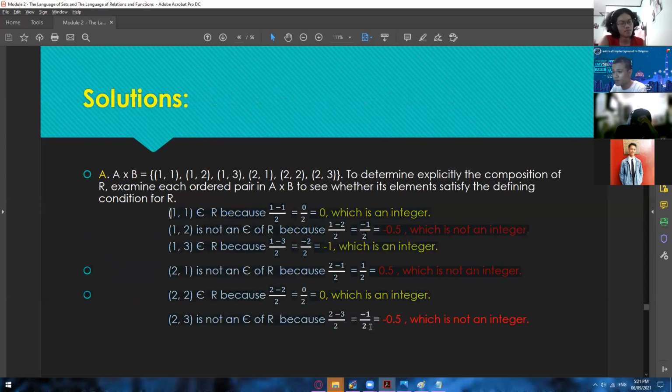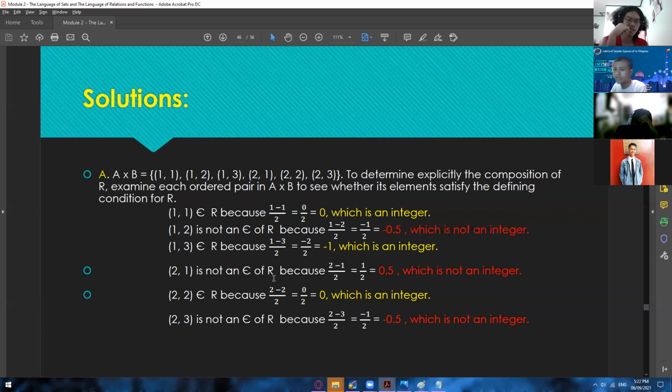So here are all of the results. We have (1, 1), (1, 2), (1, 3), (2, 1), (2, 2), (2, 3), and then just substitute the values right here. So 1 minus 1 divided by 2 is equal to 0 divided by 2, which is equal to 0, which is an integer. And then (1, 2) gives negative 1 divided by 2, or negative 1 half, negative 0.5, which is not an integer. And so on and so forth.